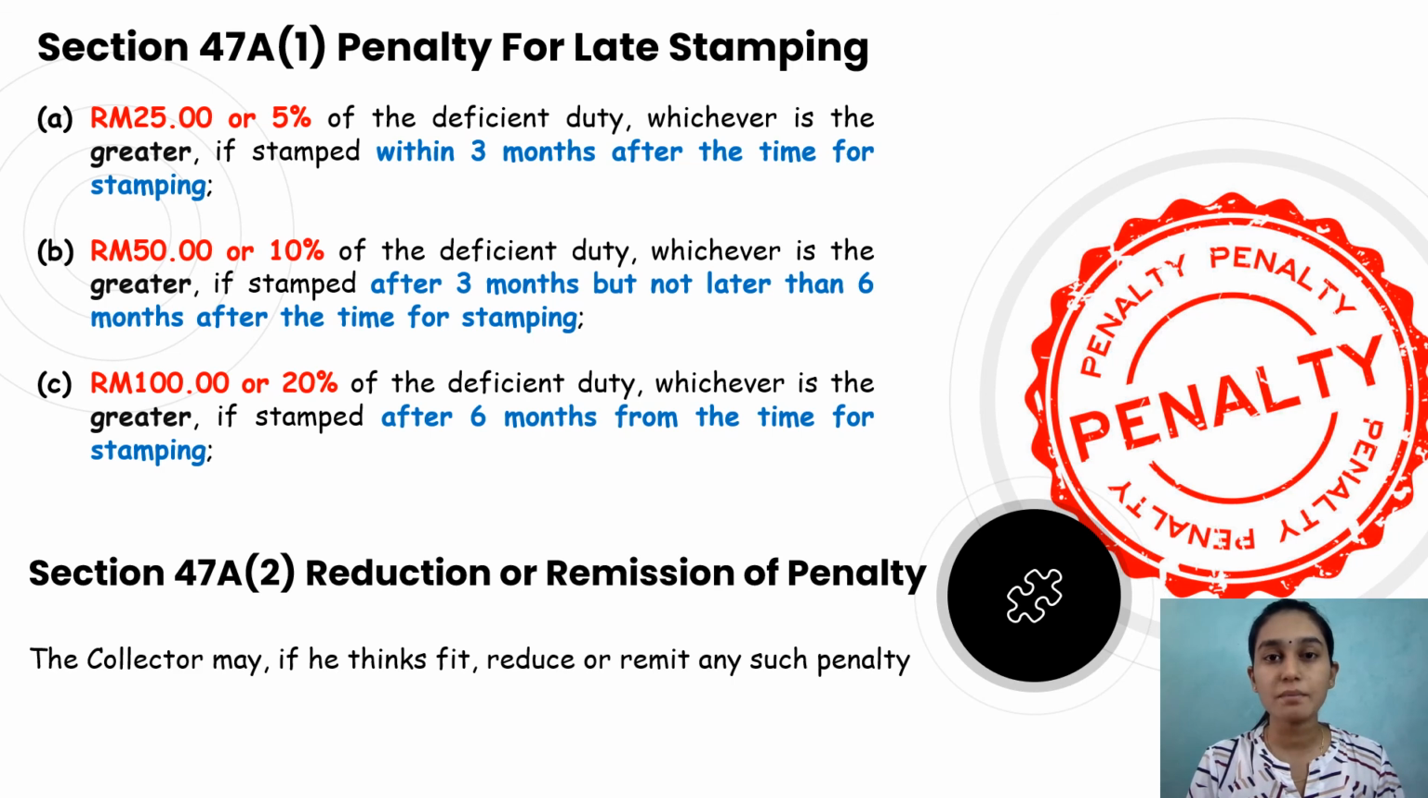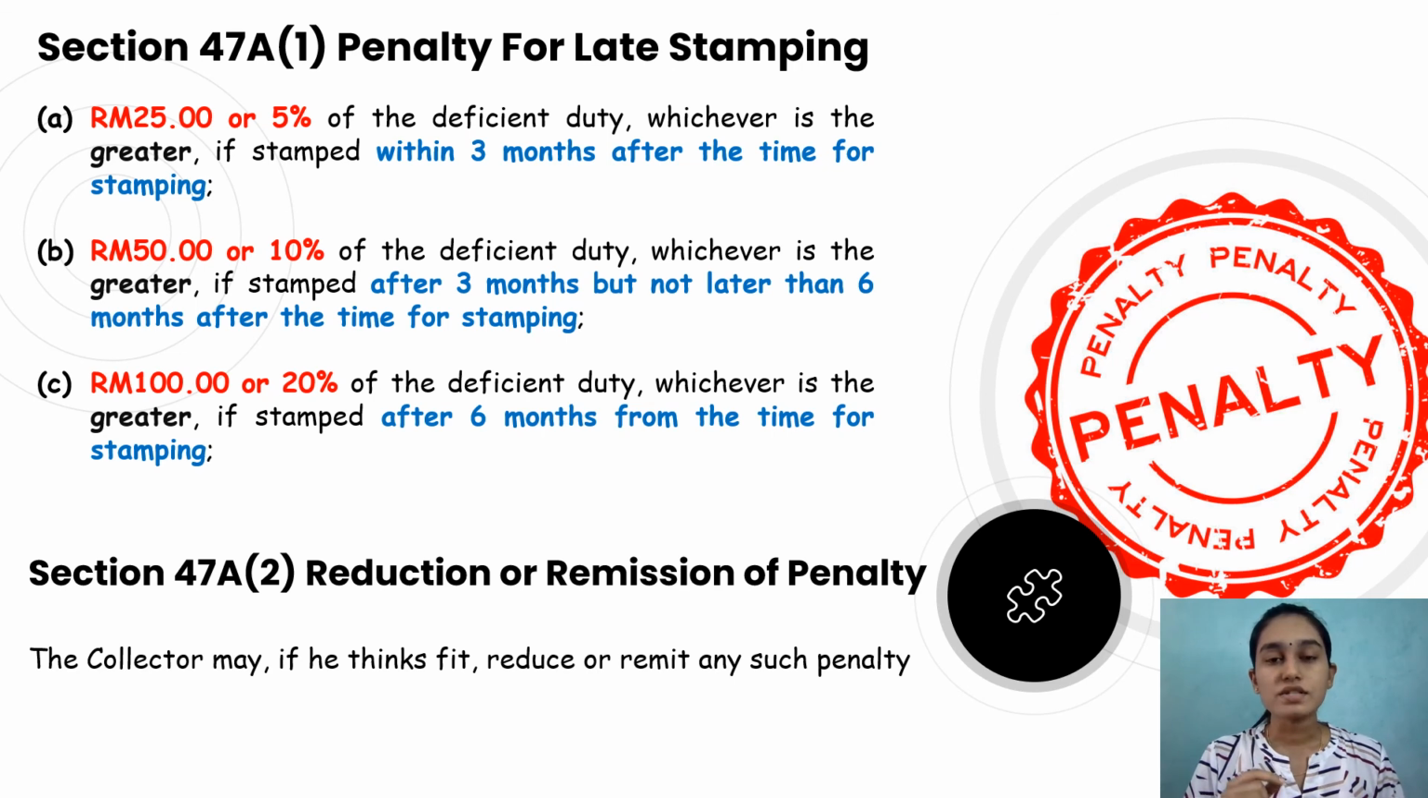Meanwhile, if the person stamps after 3 months but not later than 6 months after the time for stamping, the penalty will be 50 ringgit or 10% of the deficient duty, whichever is the greater. And the last one, the person needs to pay 100 ringgit or 20% of the deficient duty, whichever is the greater, if the person stamps after 6 months from the time for stamping.